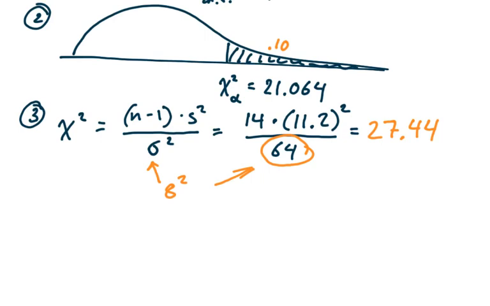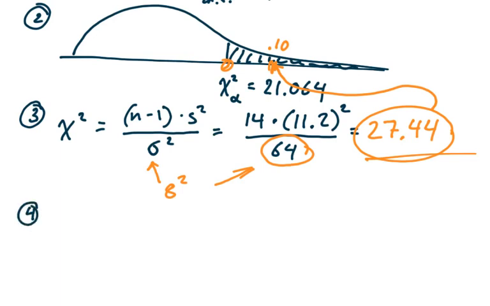Now we're going to make the decision. Well, look at our chart. 27.44 is in here somewhere. This is 21 right here, and so 27 is beyond that a little bit. So our decision in step 4 is going to be to reject the null hypothesis.